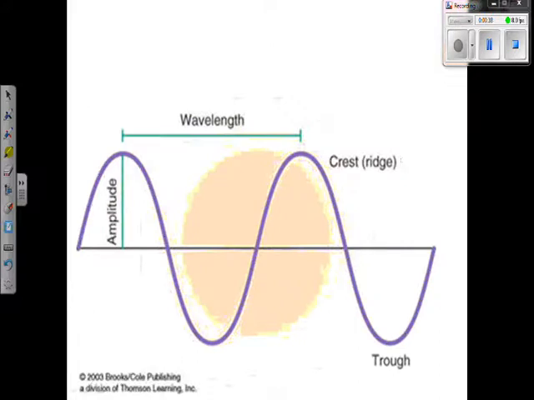This is a picture of a wave. You'll notice that the amplitude is how high the wave is. And from one point to another point, we call these peaks. This is the wavelength. You could also take the wavelength from the trough to the trough. The wavelength will always be the same all the way along the wave.